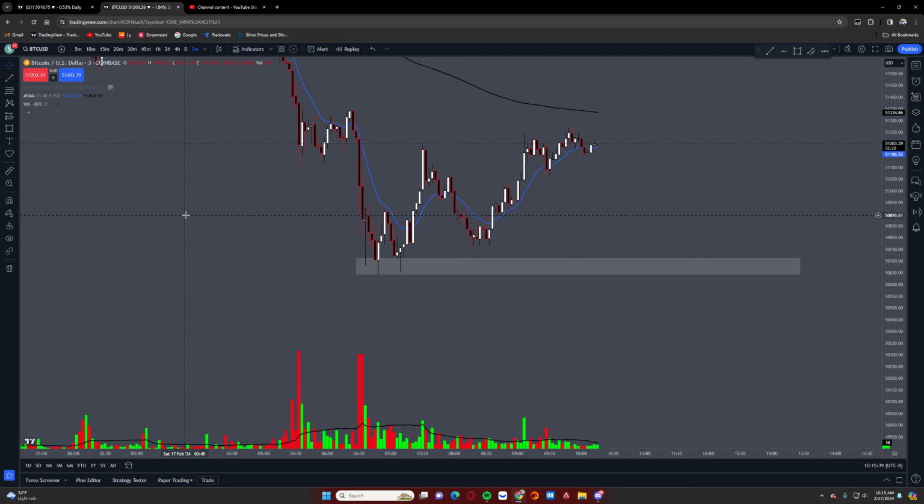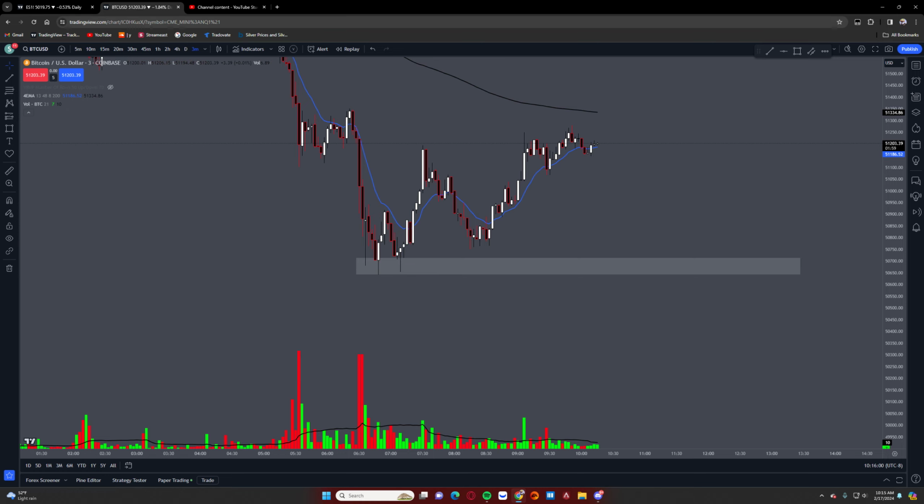Now, just because it is a supply zone or it is a demand zone doesn't mean you're going to play that one side. Just because it's a supply zone doesn't mean you're going to play the upside. Just because it's a demand zone doesn't mean you're going to play the downside. These are simply just zones to help you find an edge and a confluence in your trades.